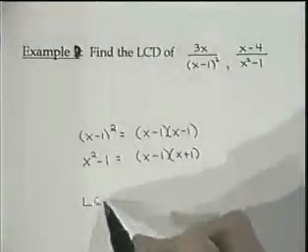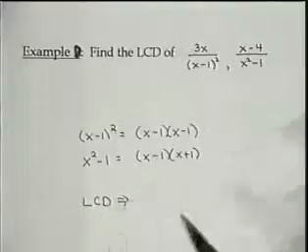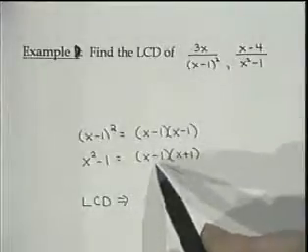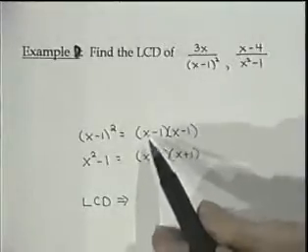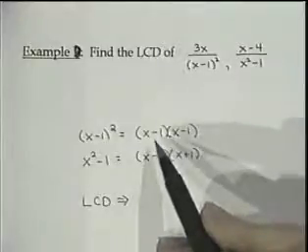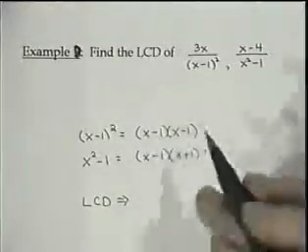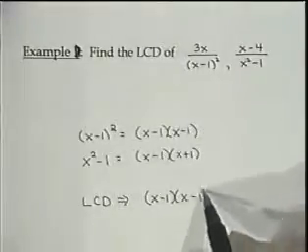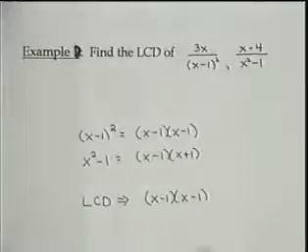So now let's get our least common denominator. You have two factors to worry about, x minus 1 and x plus 1. X minus 1 appears once here, but it appears twice here. The greatest number of times x minus 1 appears is twice, so you have to include it twice. X minus 1, x minus 1.